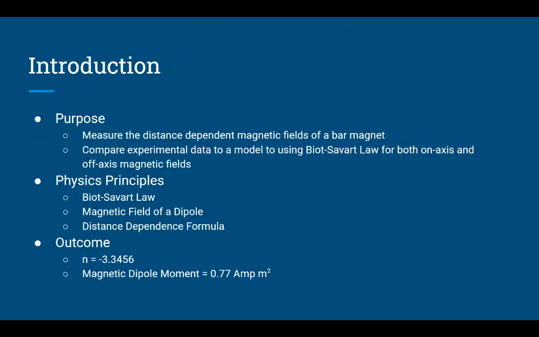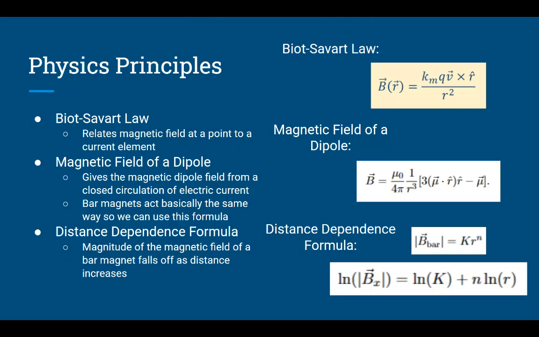So the purpose of this lab was to measure the distance-dependent magnetic fields of a bar magnet, and then compare experimental data to a model using Biot-Savart law for both on-axis and off-axis. So our physics principles for this one are going to be Biot-Savart law, the magnetic field of a dipole, and the distance dependence formula. And then the outcome is going to be that our n constant is going to be that number, and our magnetic dipole moment is going to be this amount.